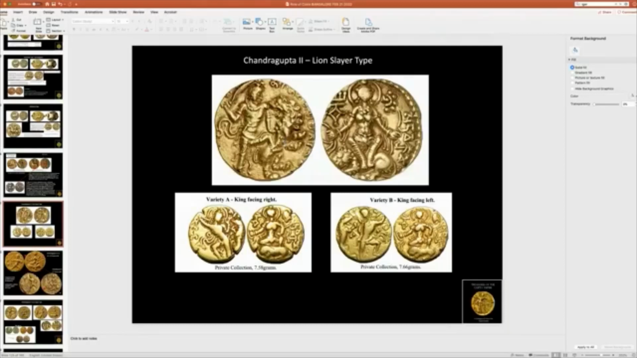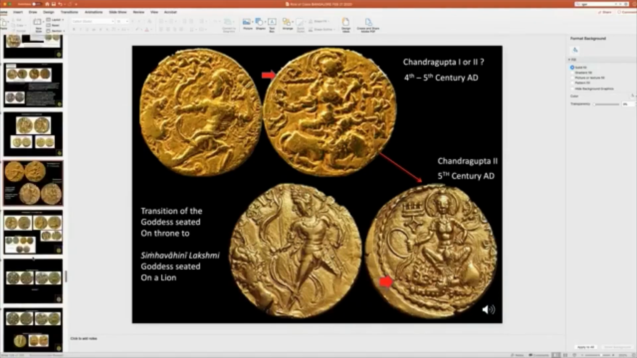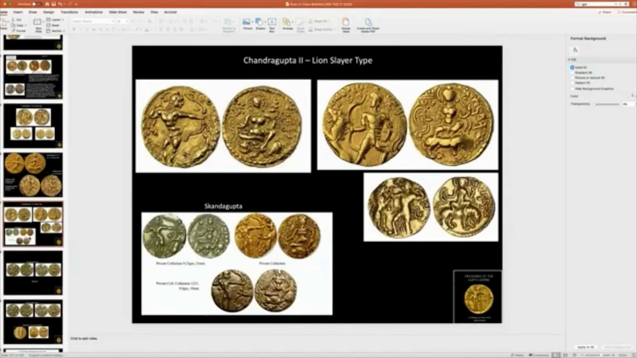Now, if you will see, let me just come down here. We also have many different obverse dies of the lion slayer type, where the king is shown slaying the lion, right? And of course, in the back, we see the goddess seated on a lion, different stylings of the lion. And then in the lion slayer type, we also find coins issued by Chandragupta, right? Right here, we have lion slayer type.